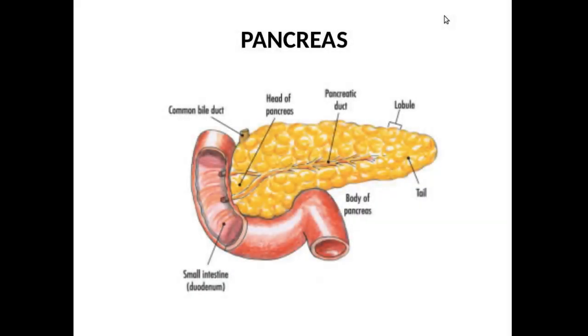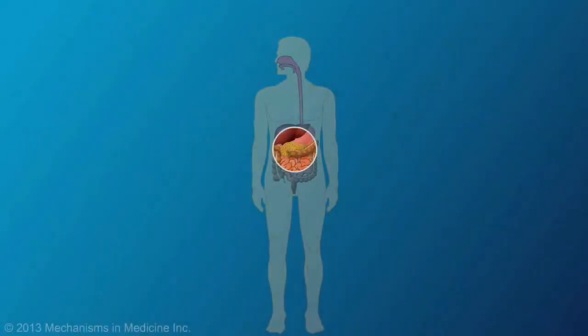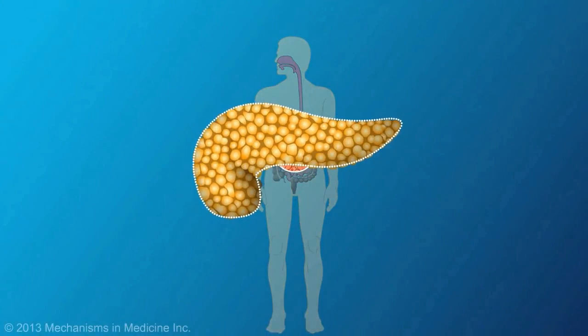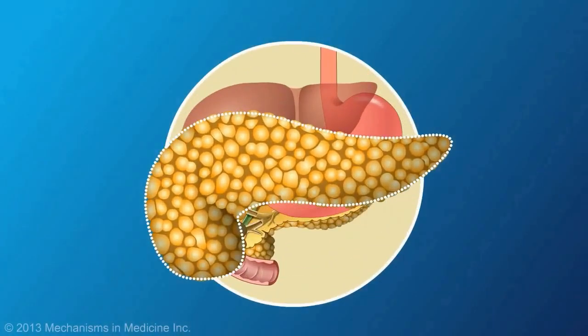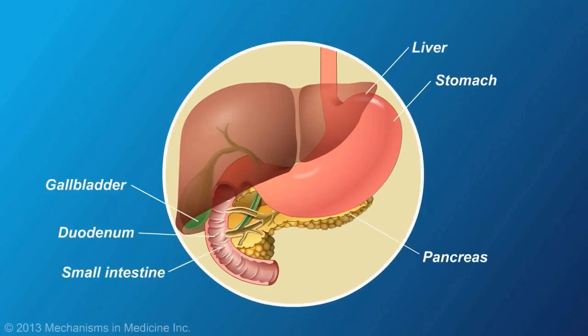Pancreas. It is an organ located in the abdomen. It plays an essential role in digestion. The pancreas is an important organ in the digestive system. It is located in the upper abdomen, directly behind the stomach and next to the small intestine. In most adults, it is between 6 and 10 inches long and 2 inches wide.